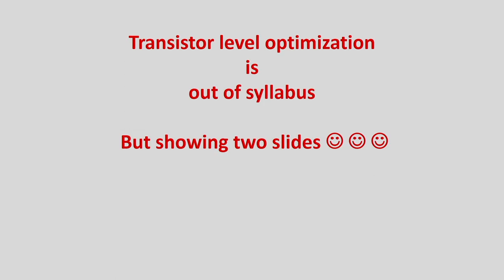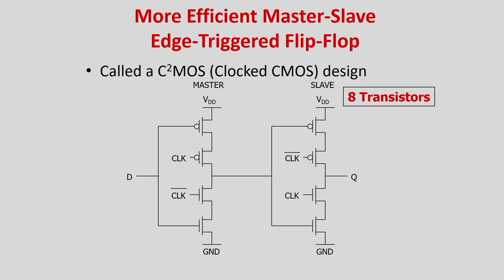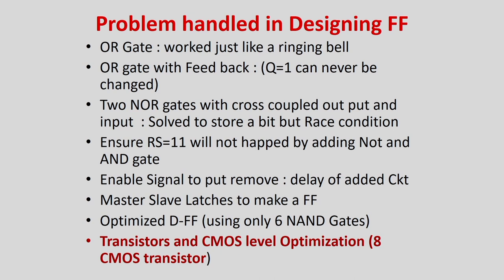And I am showing another design, but transistor level optimizations are out of syllabus. I am showing it just for the sake of showing. So, a master slave flip flop can be designed with 16 transistors. This is transistor level, and if you do it with CMOS, then you can do it with 8 transistors. This is out of syllabus, but I am showing it.